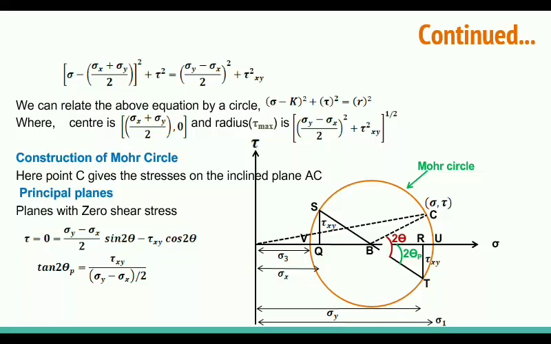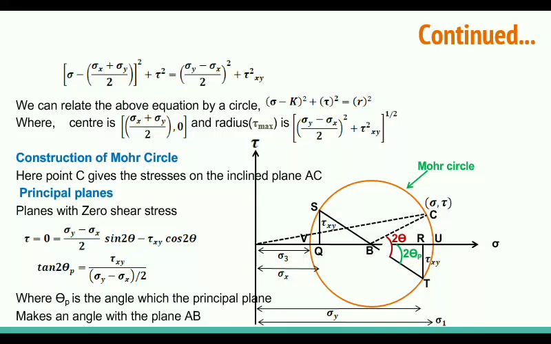This 2 theta p is also mentioned in this figure. By using this relation, you can calculate theta p, the angle which the principal plane makes with the plane AB. Are you getting my point?